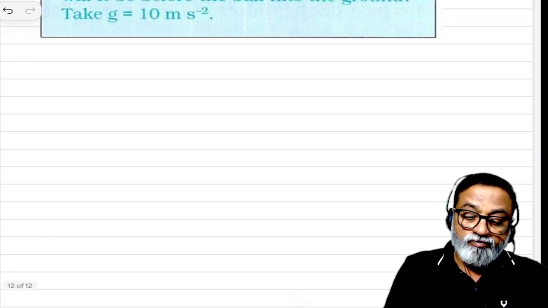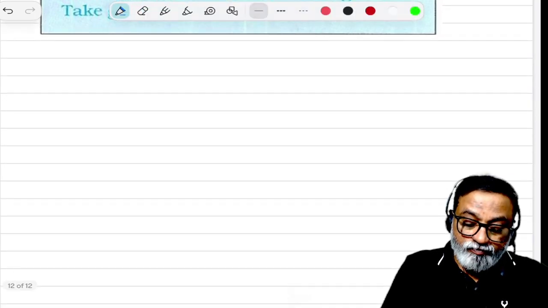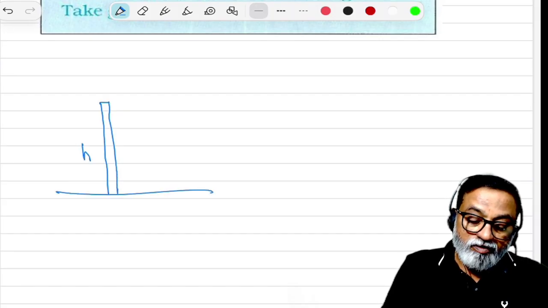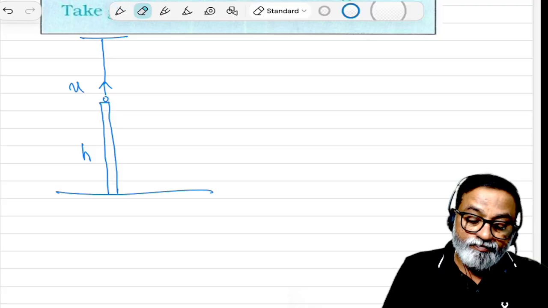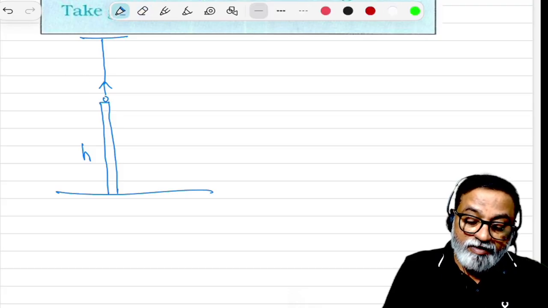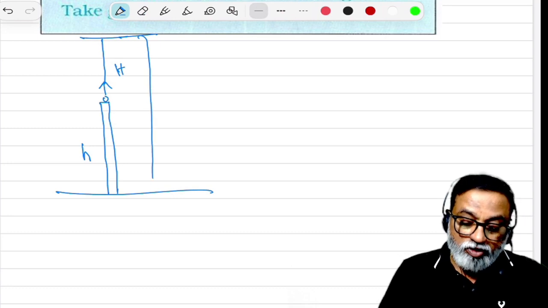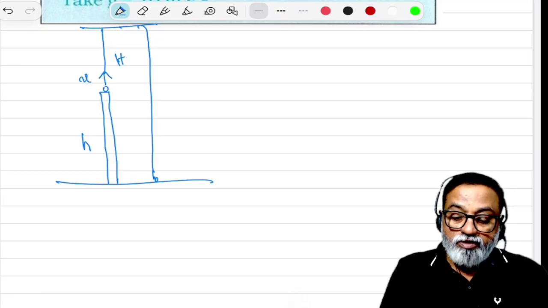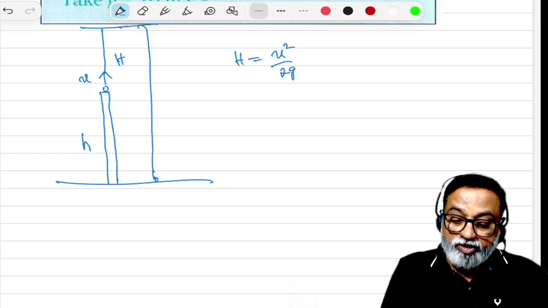Here, for example, this is the tower of height h. From this, if a body is projected with velocity u, it reaches a maximum height here. This height I am taking h. After that, it moves downwards and reaches the earth. Therefore, height reached above the tower, h is equal to u square by 2g.